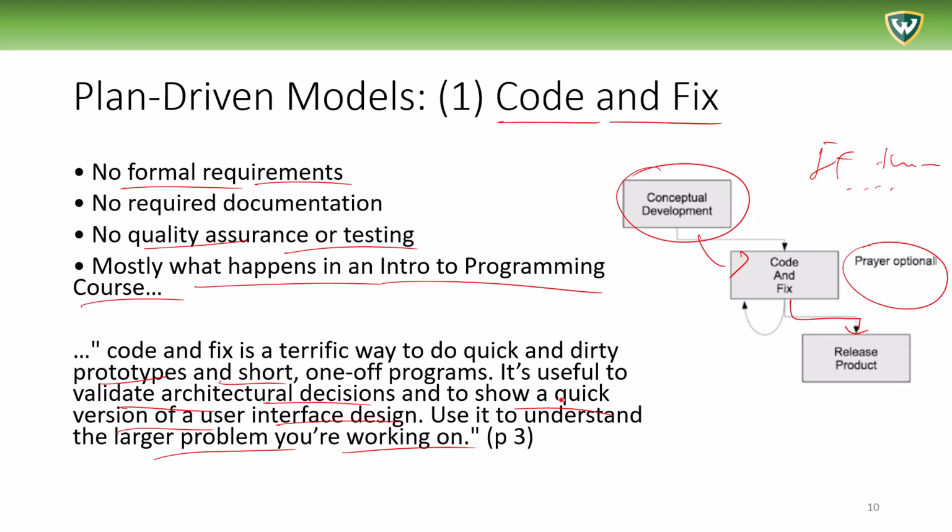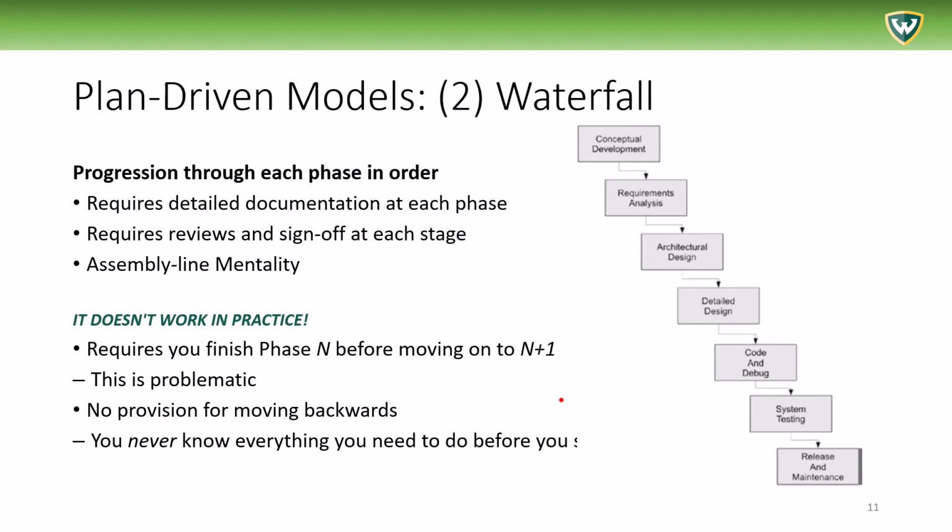That's why we have these more developed, sophisticated models. And the traditional one, let's say, is called the waterfall model, and there's a progression through each phase in order. It requires detailed documentation at each phase, requires reviews and sign off at each stage, an assembly line kind of mentality, and it's not really used that much, I think, but it is still used in many organizations.